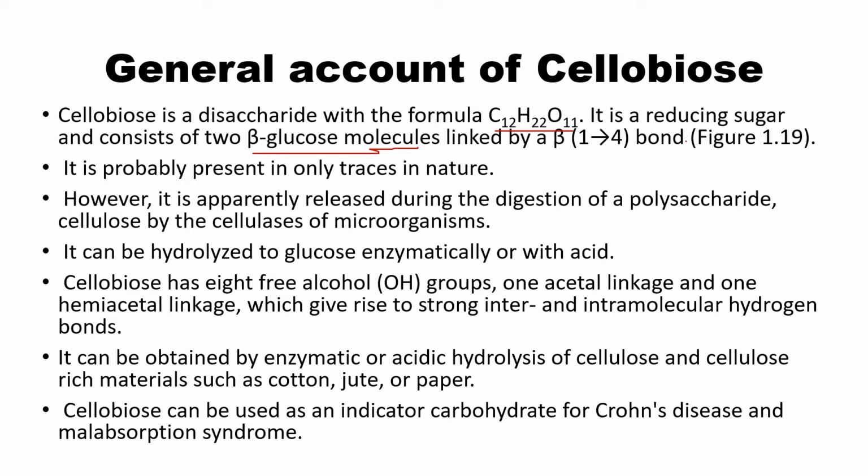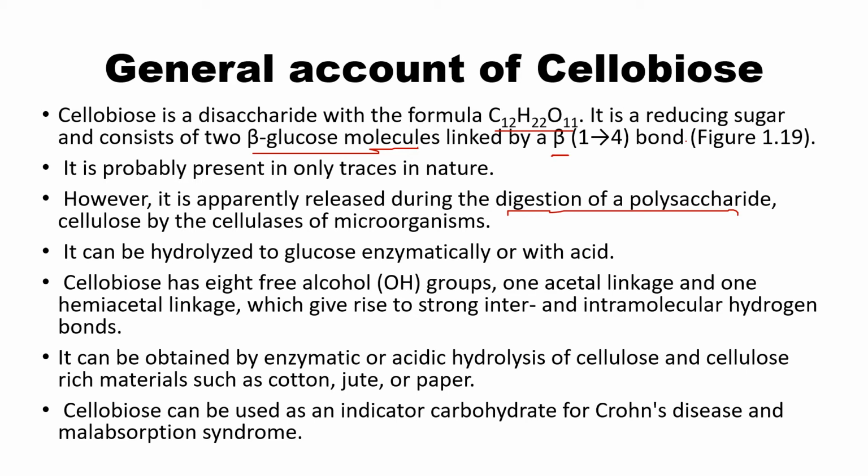On the basis of the hydroxyl group on the first carbon, they may be called alpha or beta. It is present only in traces in nature. However, it is apparently released during the digestion of polysaccharides. That's an important point. Cellobiose is released by the cellulases of microorganisms. It can be hydrolyzed to glucose enzymatically or with acid.